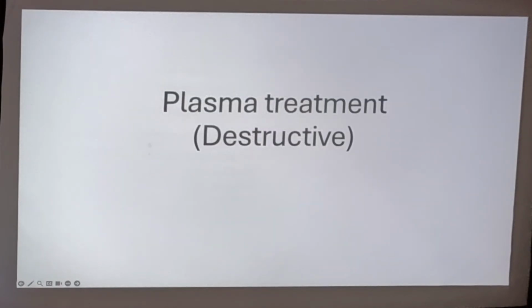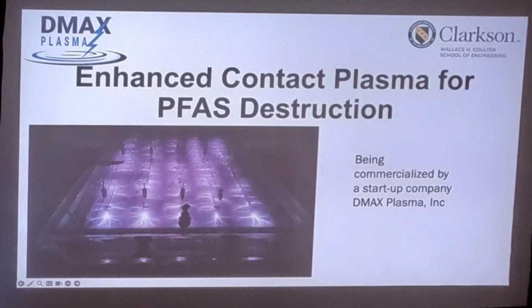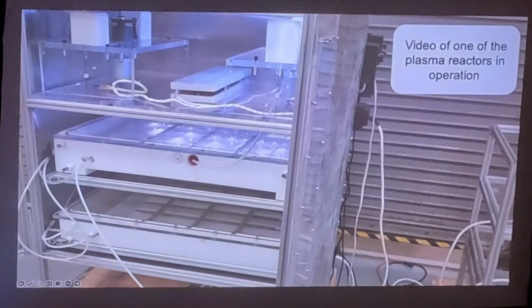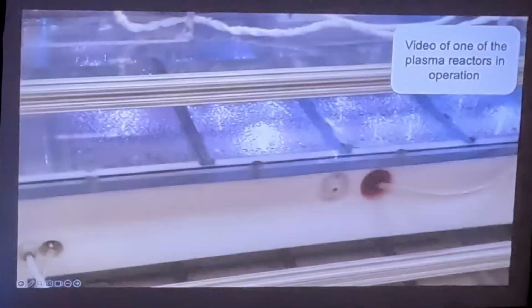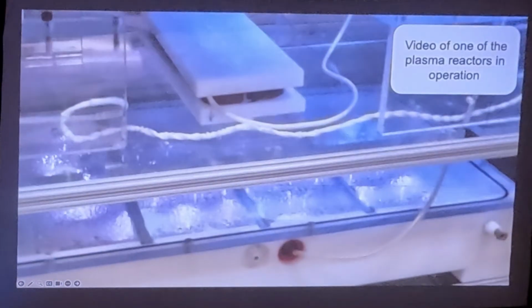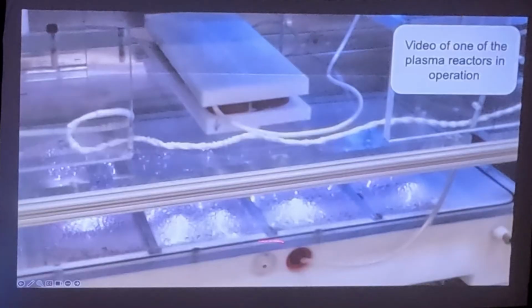This is what I've been working on, plasma treatment. I'll just take you through it real quickly. We have a small startup company, DMAX Plasma, trying to commercialize it. What we do is we bubble argon gas through water, charge capacitors, and discharge them over the surface to make little lightning bolts. Hopefully this video will work. That's one of our reactors, actually an old reactor, just generating little lightning bolts. These lightning bolts can break the carbon-fluorine bond, and we can get the PFAS up near this discharge using bubbling.